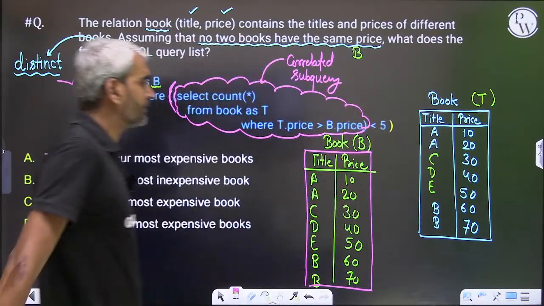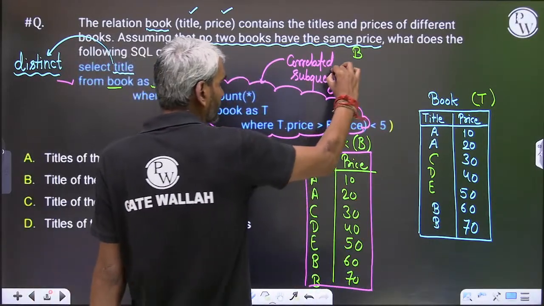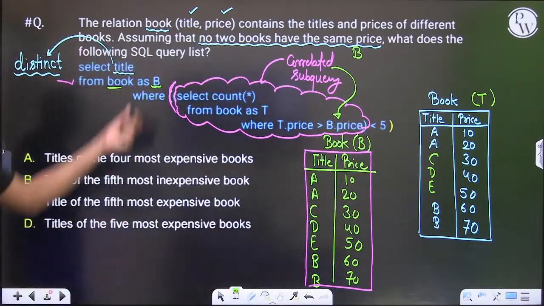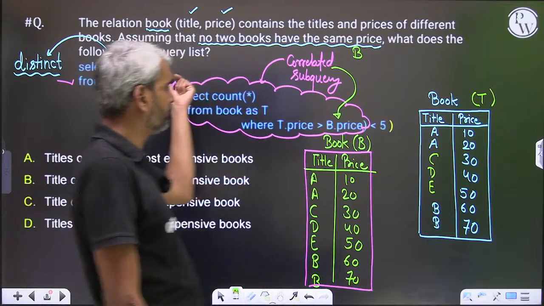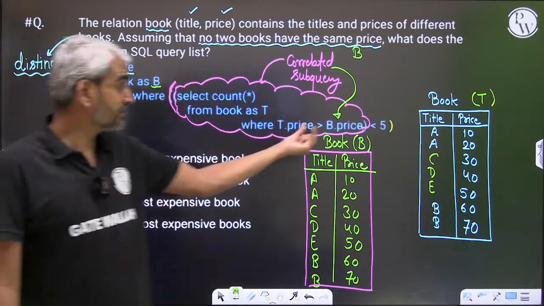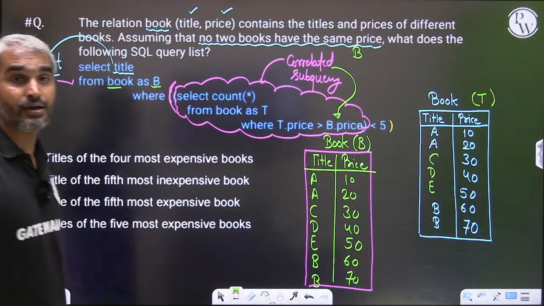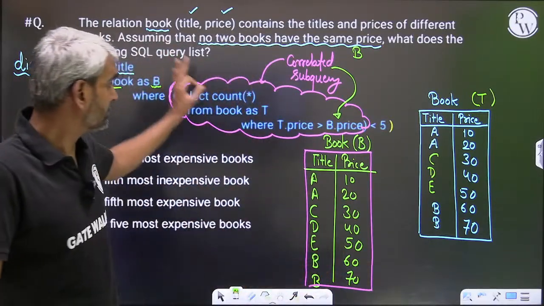That is a correlated subquery because, for comparison, it uses the attribute price of the outer relation B. Because the inner query uses the attribute specified in the outer relation, this query is a correlated query. Now, how exactly will the selection take place?